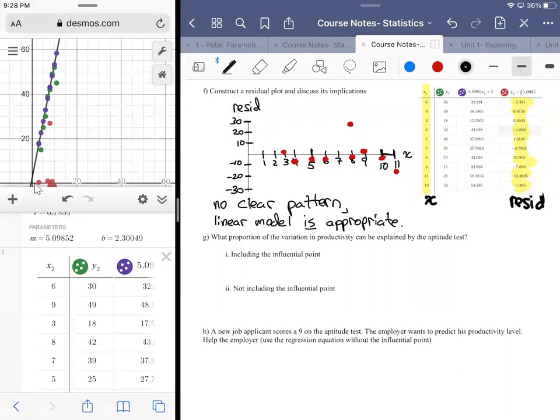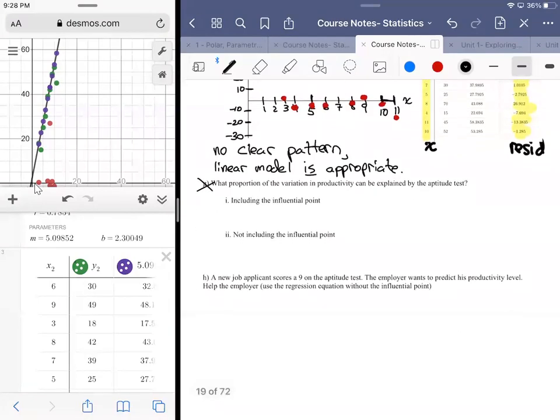G we can get rid of. We're not going to bother with that. That's a particular type of problem that's not really overly useful for us.